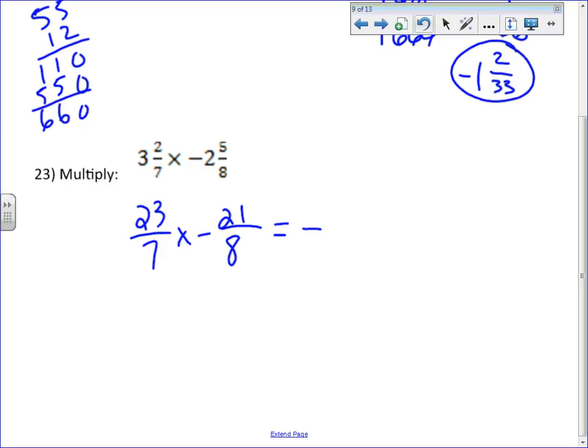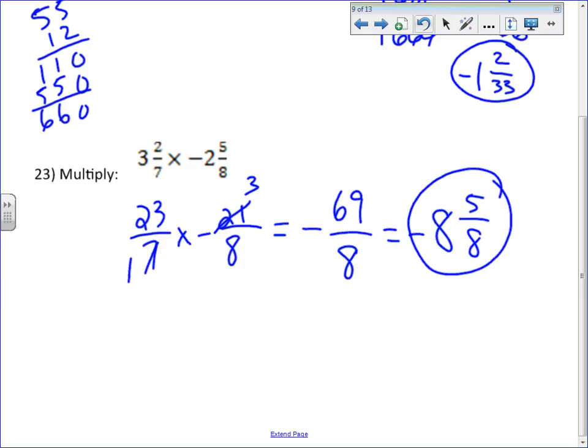Again, you can cross-cancel here. If you notice, there's a 21 and a 7 that are diagonally across from each other. Divide both of them by 7. So you get 1, you get 3. 23 times 3, 69, over 8 times 1 is 8. 8 goes into 69 8 times, giving you a remainder of 5 over 8. Remember the answer is negative.